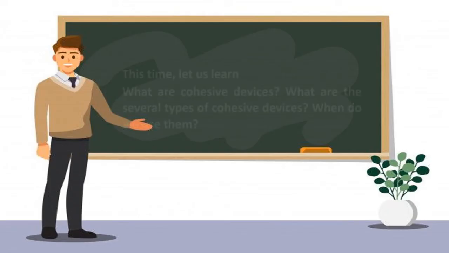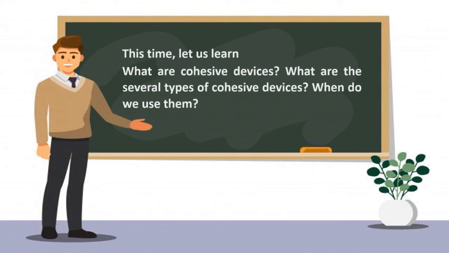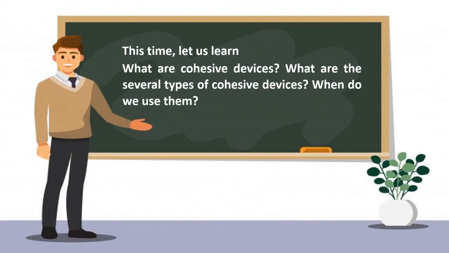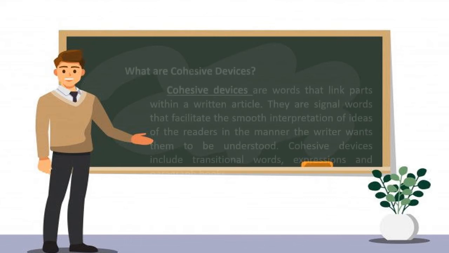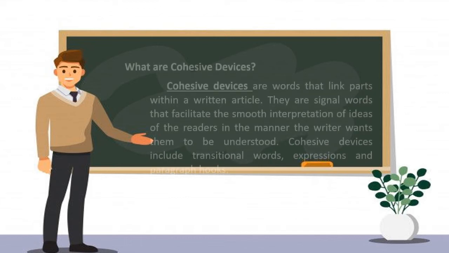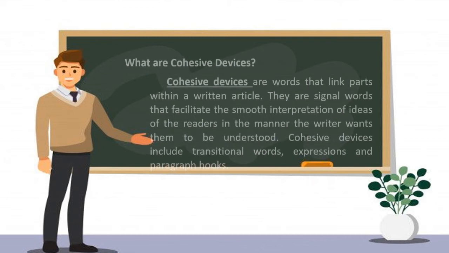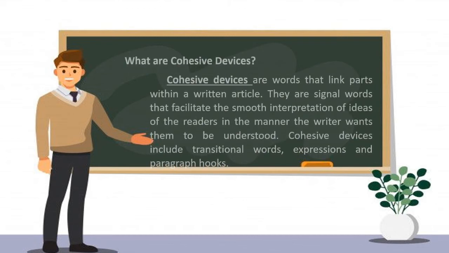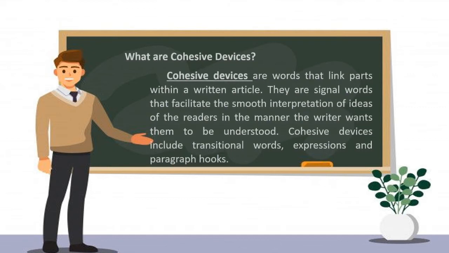This time, let us learn what cohesive devices are, what the several types of cohesive devices are, and when do we use them. Cohesive devices are words that link parts within a written article. They are signal words that facilitate the smooth interpretation of ideas by readers in the manner that the writer wants them to be understood. Cohesive devices include transitional words, expressions, and paragraph hooks.